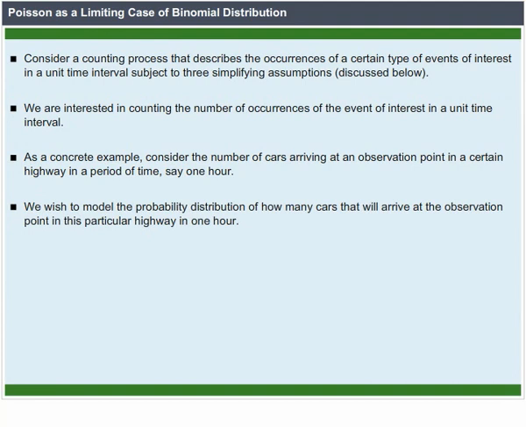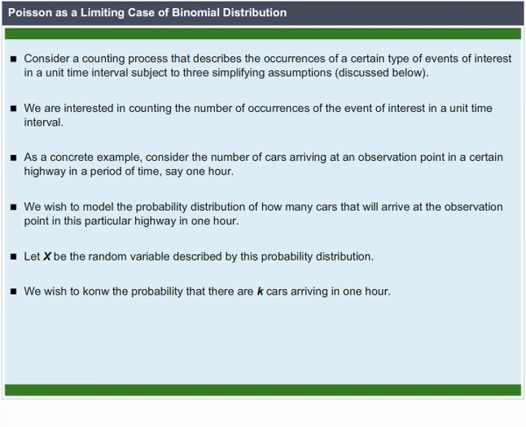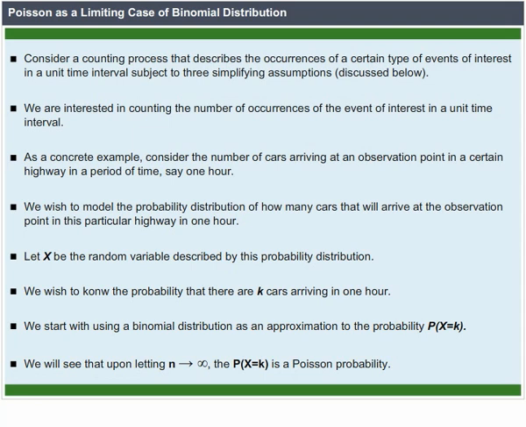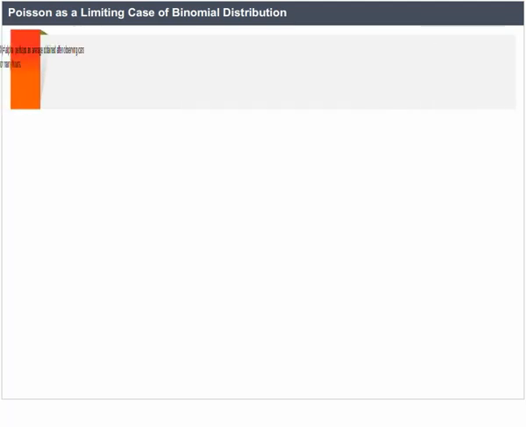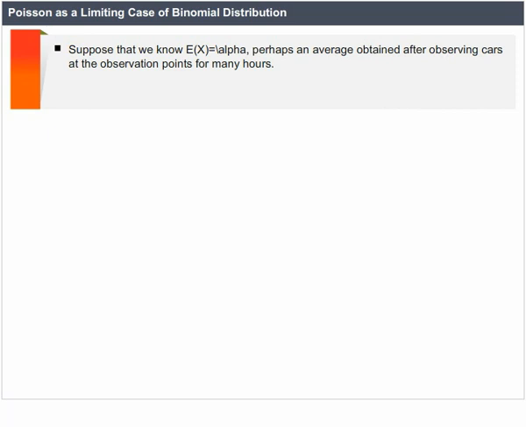Let X be the random variable described by this probability distribution. We wish to know the probability that there are k cars arriving in 1 hour. We start with using a binomial distribution as an approximation to the probability X equal to k. We will see that upon letting n tend to infinity, the probability of X equal to k is a Poisson probability. Poisson as a limiting case of binomial distribution. Suppose that we know the expectation of X is equal to alpha, perhaps an average obtained after observing cars at the observation point for many hours.